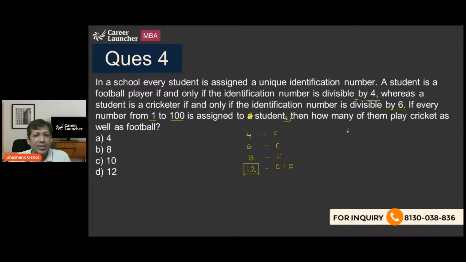So how many identification numbers are there? 100. Out of 100, divided by 12, we are going to get 8 point something, 8.33, but I'm not going to take this value. So how many numbers am I going to get? 8. So there are 8 people who are playing cricket as well as football. So answer of this question is going to be option B, that's 8. So in this case, we can say there are 8 people who are playing cricket as well as football.